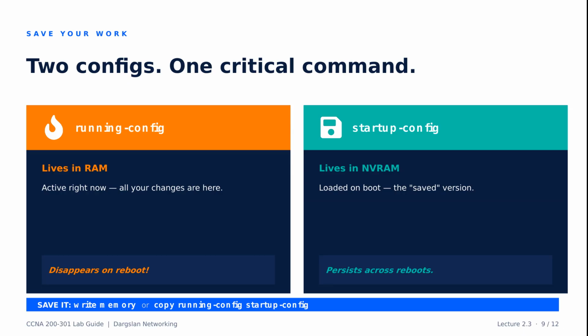Now here's the trap that catches every beginner. Cisco IOS keeps 2 configurations. The running config lives in RAM, it's everything you've typed so far, and it vanishes the moment the switch loses power. The startup config lives in NVRAM, and that's what loads on boot. So if you don't copy one to the other, your hour of work is gone. Burn this into muscle memory. Write memory, or the longer form, copy running-config startup-config. Type it after every change, every single time.